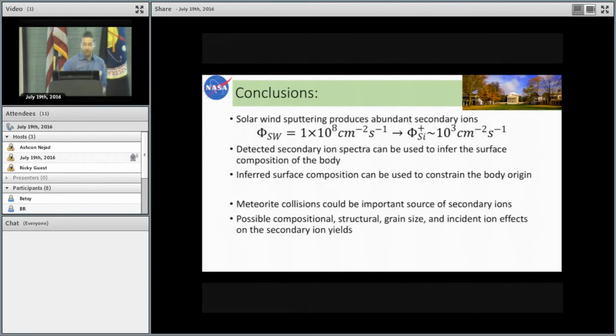We need more experiments. I'm about to graduate, so if anyone has a system that would allow me to do these measurements, I would love to talk to you. And that's it. Thanks.